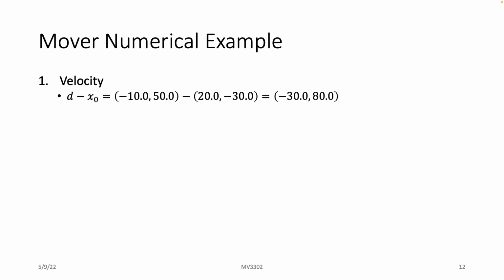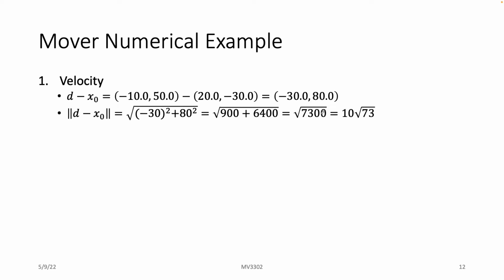To do the velocity, we start by subtracting our location from the destination. So that's minus 10 minus 20, and 50 minus minus 30. Minus 10 minus 20 is minus 30, and 50 minus minus 30 is plus 80. Now we need to find the distance. It's the Euclidean distance, so it's the root of the squares of these: minus 30 squared plus 80 squared, root, which is 10 root 73.